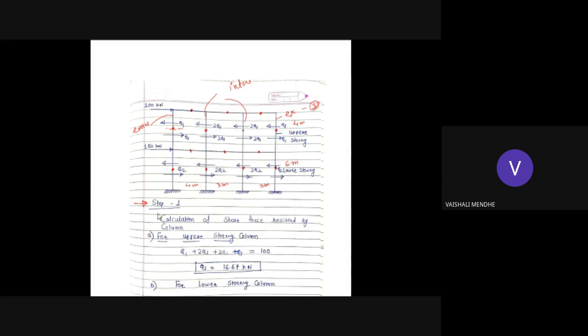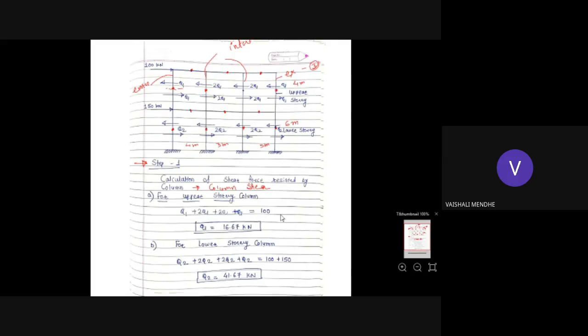So first of all, in step 1, we will find out the shear force resisted by the column. Or simply we can call it the column shear. First step is to find out the column shear. So how will we get the column shear?